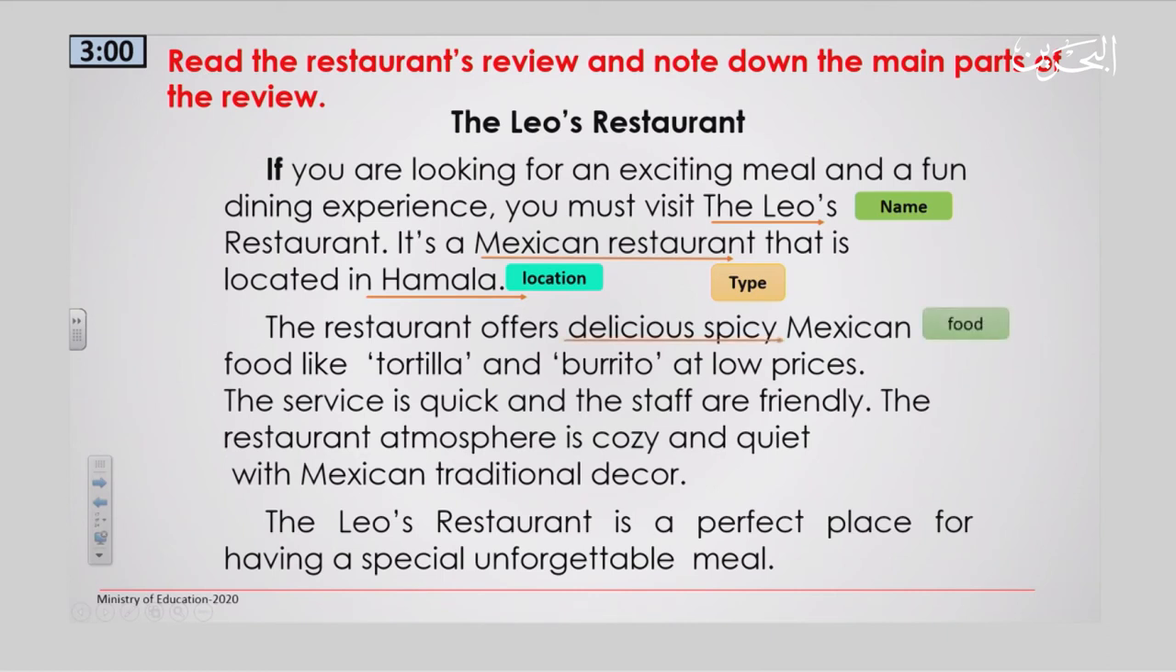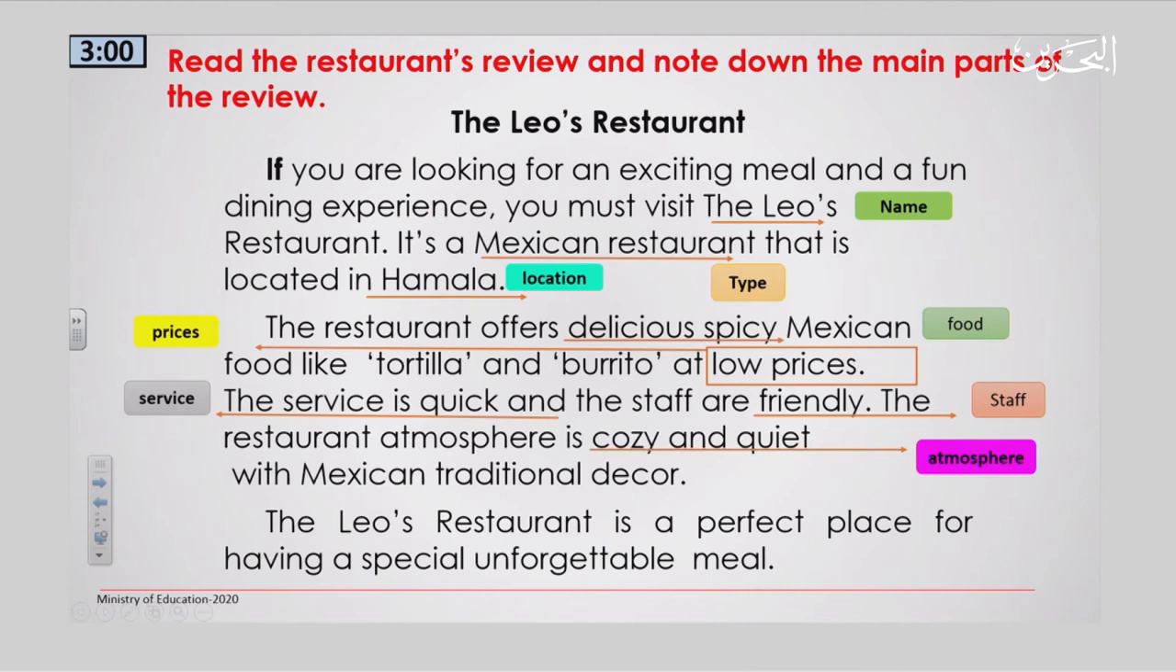So what about the other thing, food? It's delicious and spicy. So food is another important part of the review. And what about prices? Prices are low. And we have different types of foods. We have tortilla and burrito at low prices. So it's not that expensive. What about the service? The service is quick. And of course, the staff are friendly.